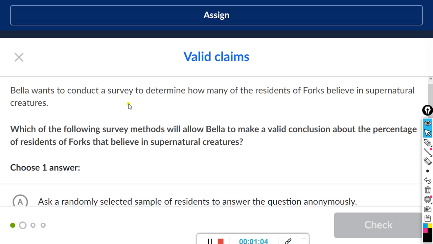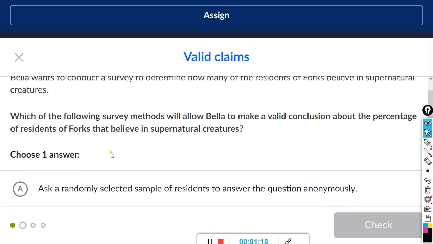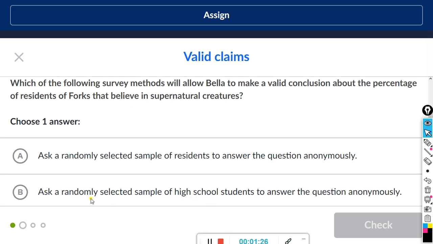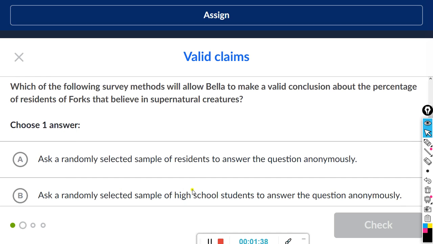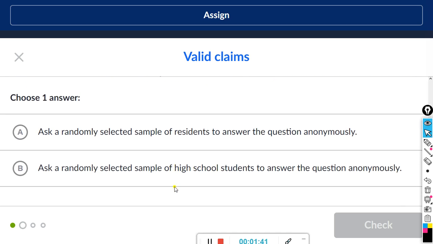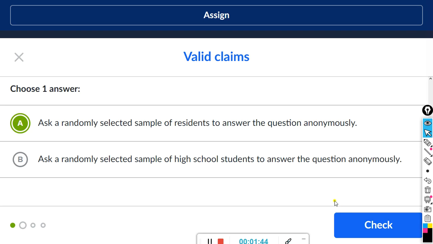Bella wants to conduct a survey to determine how many residents of Forks believe in supernatural creatures. Which of the following survey methods will allow Bella to make a valid conclusion about the percentage that believe in supernatural creatures? A, ask a randomly selected sample of residents to answer the question anonymously. B, ask the high school students to answer anonymously. That's no good, okay? Because we're looking at the residents of Forks, and B is just limiting it to high school students, so that's no good. So A is the correct choice.